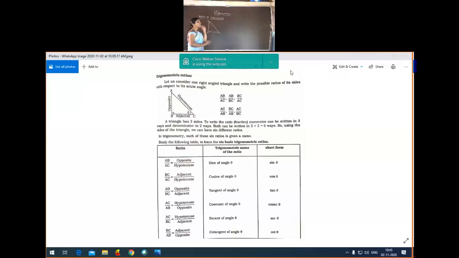So we have to mark one angle other than the right angle. Which angle do you have to choose? Any one angle you can take. So can I take this one? Yes, I'll take this angle. This marked angle is known as theta.